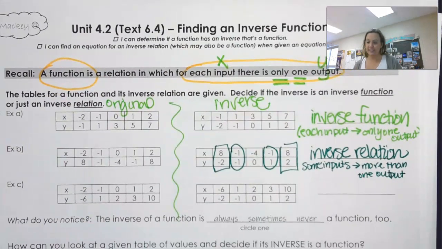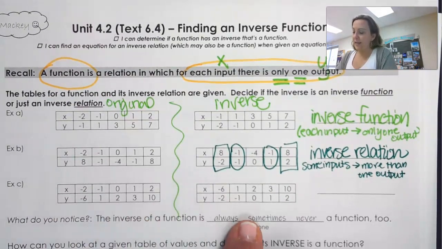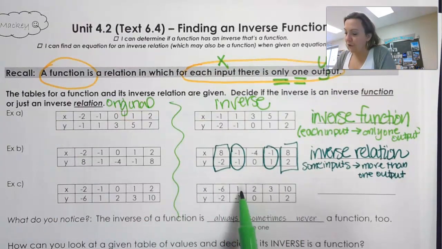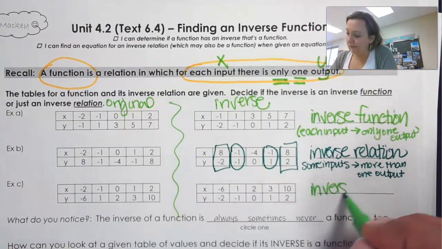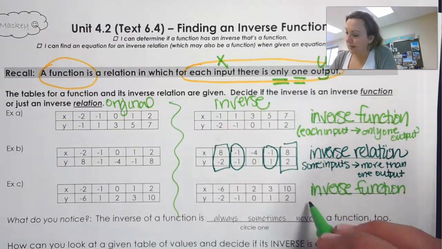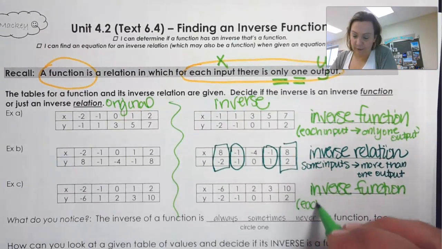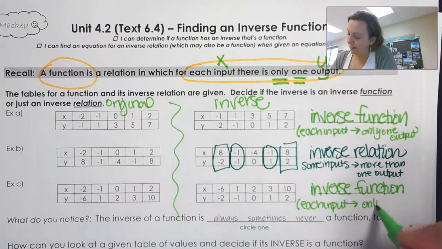And now let's look at example C. We can see that the x's and y's have switched from the original to the inverse. And I have all of these x's that give unique y's. So this again would be an inverse function. Again, that's because each input gave only one output.